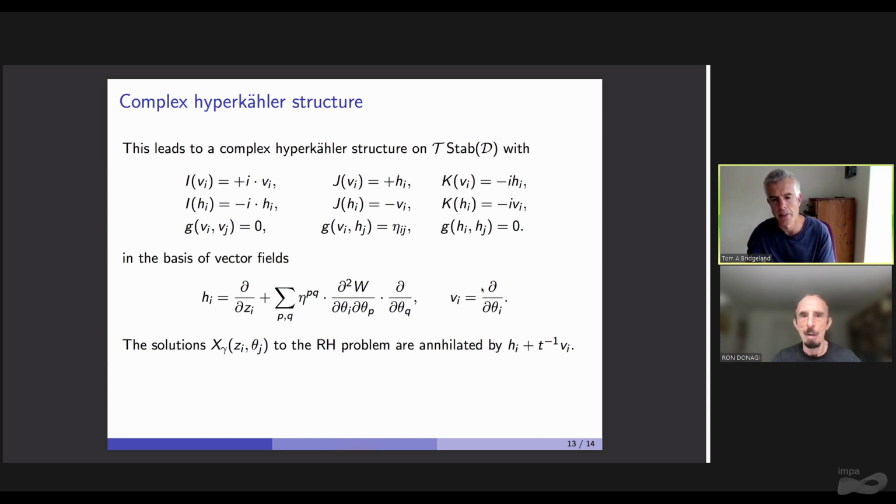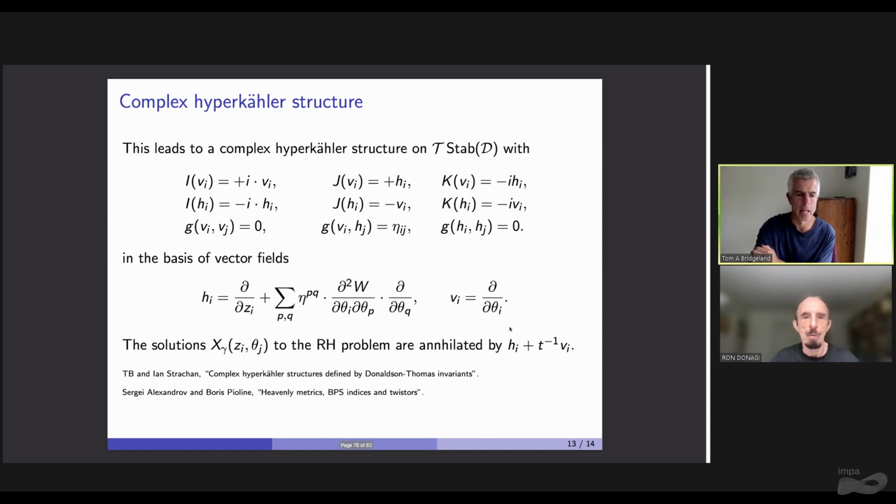And the more geometric way of saying all this is that the solutions to the Riemann-Hilbert problem are annihilated by this, so they're constant along the flows of this vector field here. So, I mean, this is explained in that paper. And there's been a recent paper of Sergei Alexandrov and Boris Pioline, which explains this.